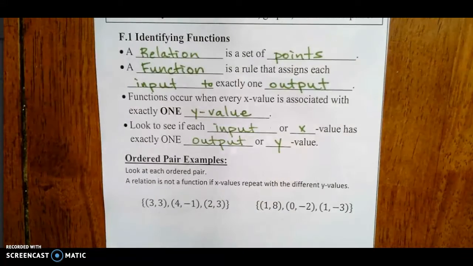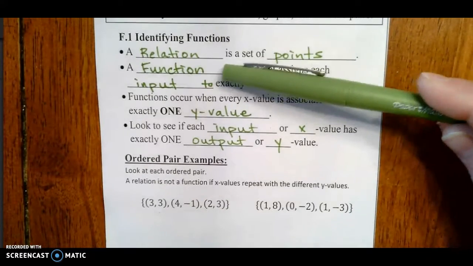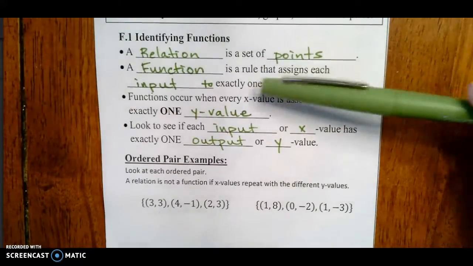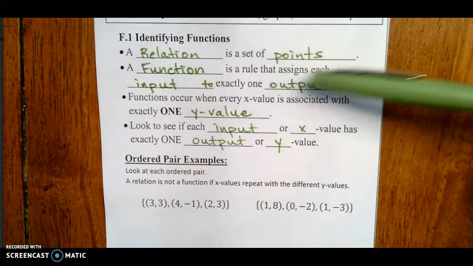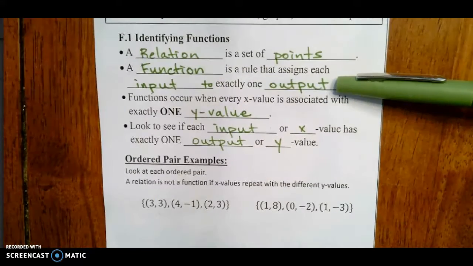A relation is really just a set of points, and we've done a lot of different graphs before, so just imagine any set of points that you have. There's some kind of relationship between those points. But a function is special. A function is a rule that will assign each input to exactly one output.